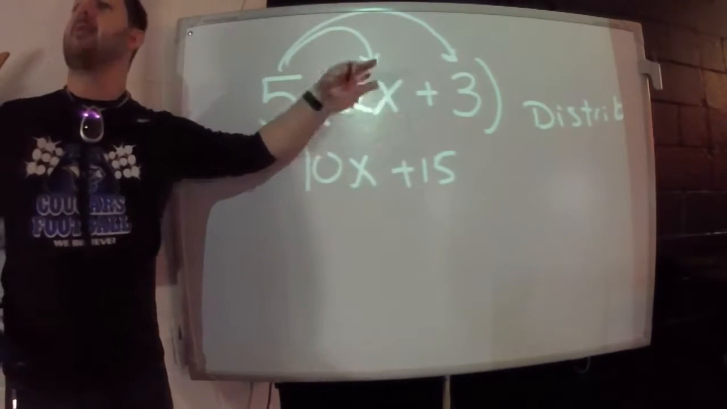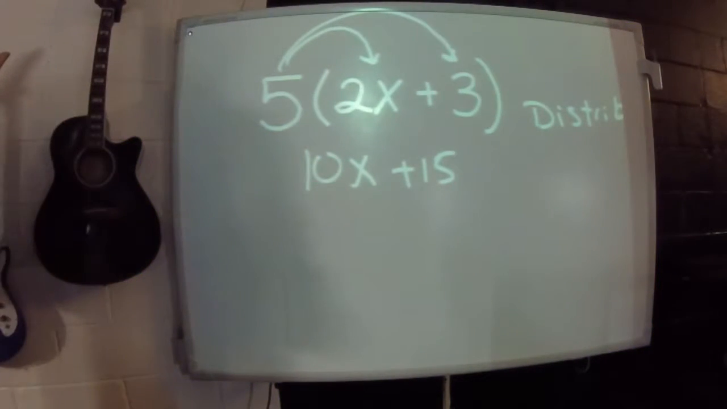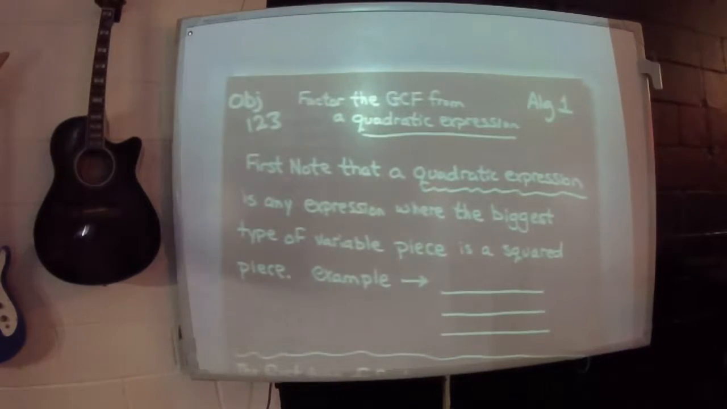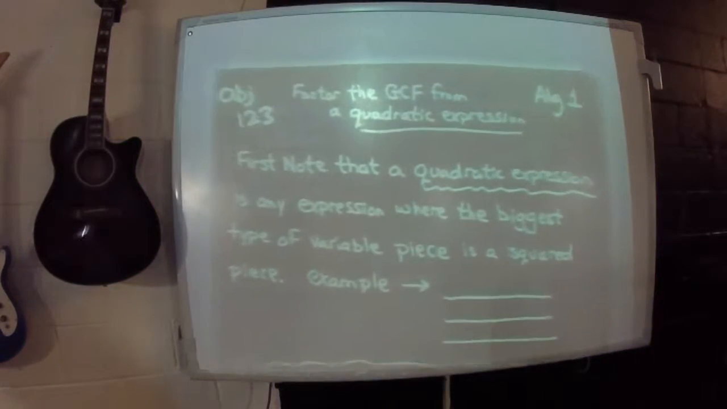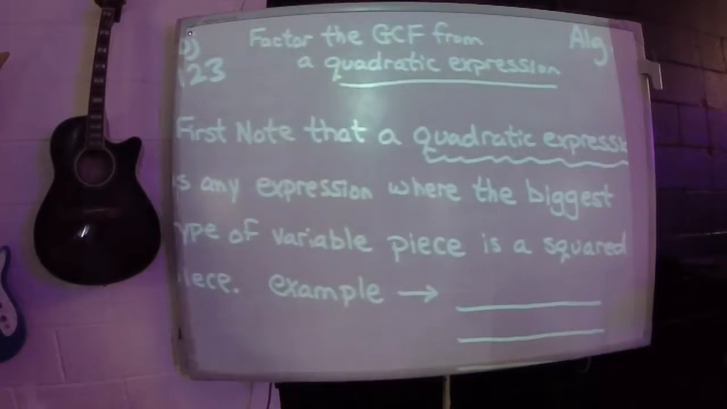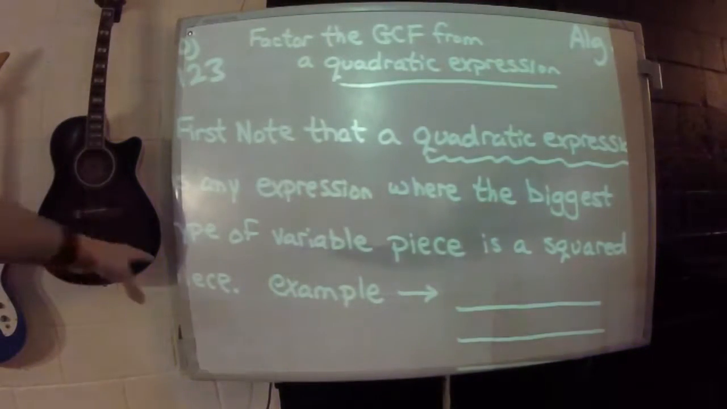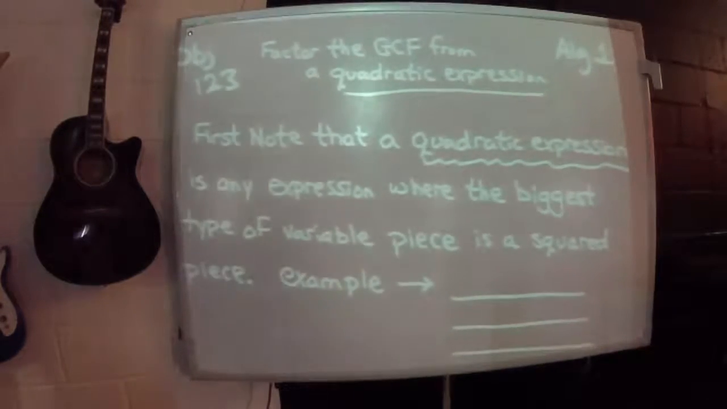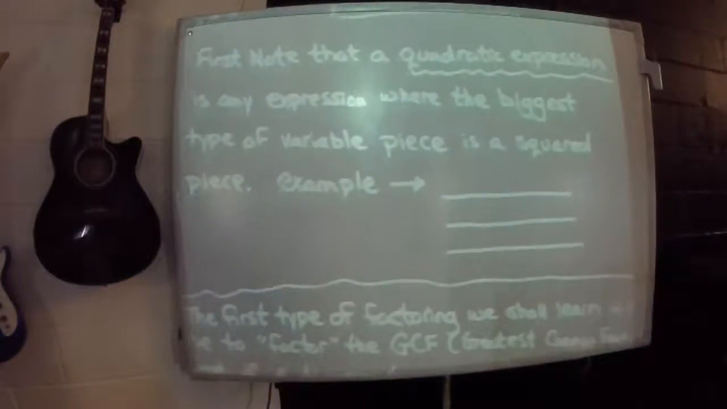Now, this is how we distribute. What you're going to learn today is how to undistribute. So the title is: you can factor the GCF, which stands for greatest common factor. Factor the greatest common factor from a quadratic expression. Now, a few words here that we've never heard of, like quadratic. So we want to make sure that we know what quadratic means.